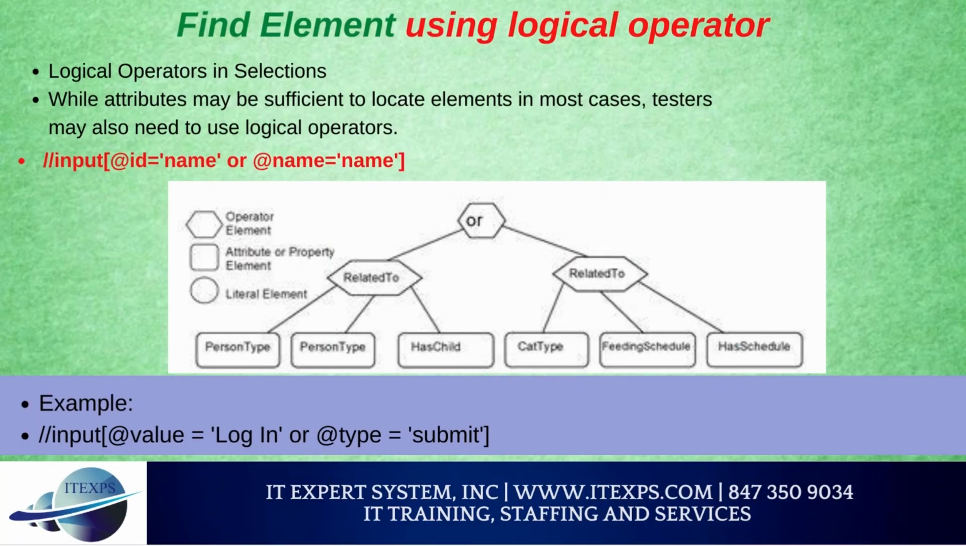Find element using logical operator. Logical operators and selections. While attributes may be sufficient to locate elements in most cases, testers may also need to use logical operators. For instance, if the HTML structure has name or ID attributes populated by the value name, one may use the following syntax to select them. Similarly, one can replace the or keyword with and to only select an element that satisfies all conditions. Uses of and, or in XPath: and and or are used to combine 2 or more conditions to find the node. Here is an example.